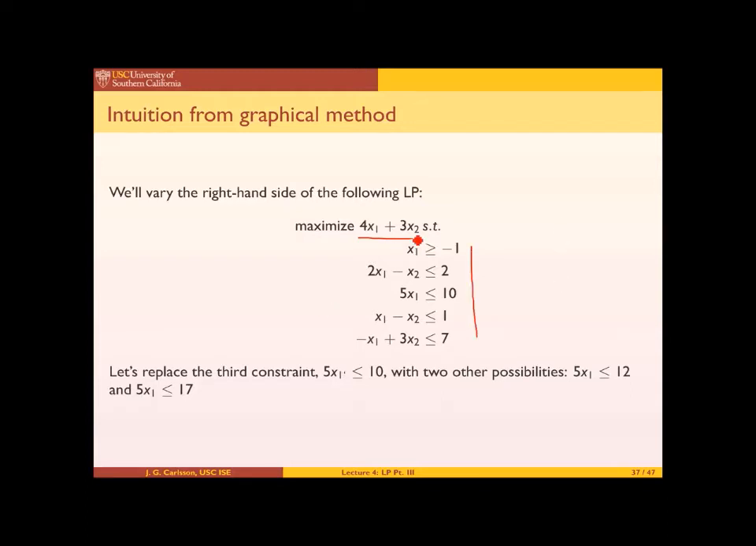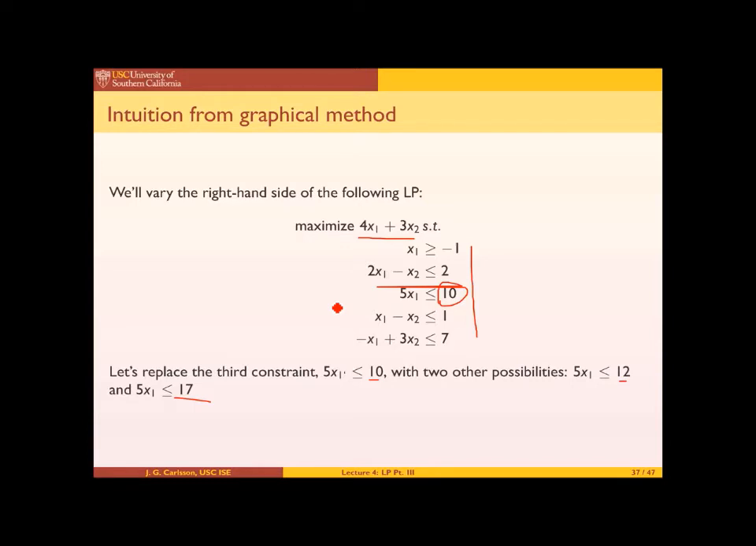I'm going to solve this linear program, but then I'm also going to take this number 10 and change it to 12 and 17. I'm going to ask what structurally happens to the optimal solution as I vary that. If the constraint isn't binding, it wouldn't affect me at all, but we wouldn't always want to count on that. So what happens if I go from 10 to 12 to 17? We'll look at the picture and we'll see.